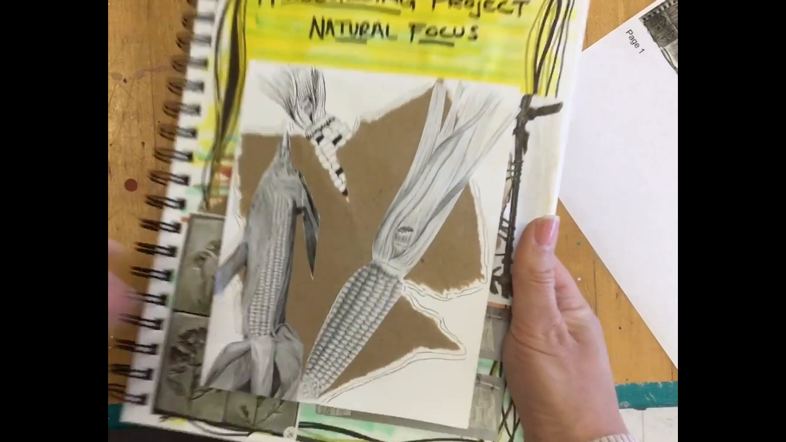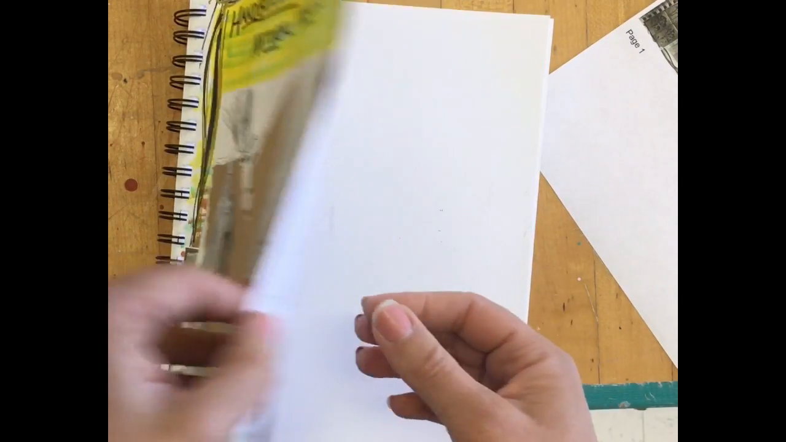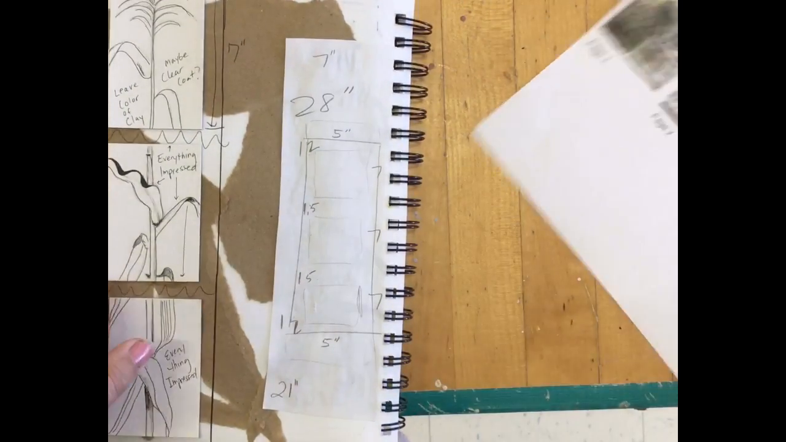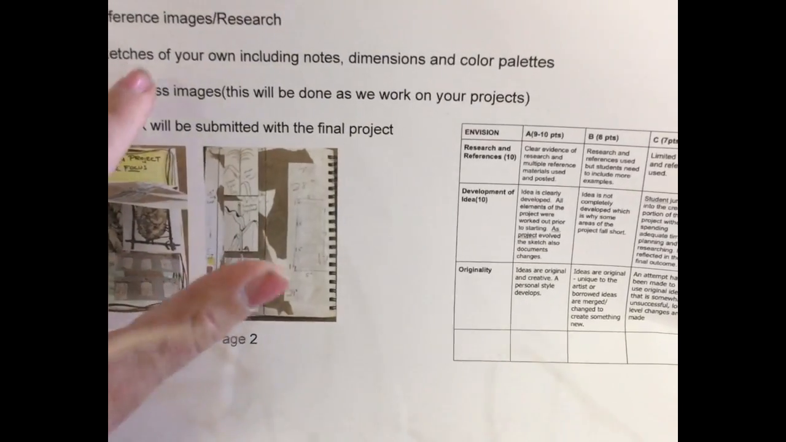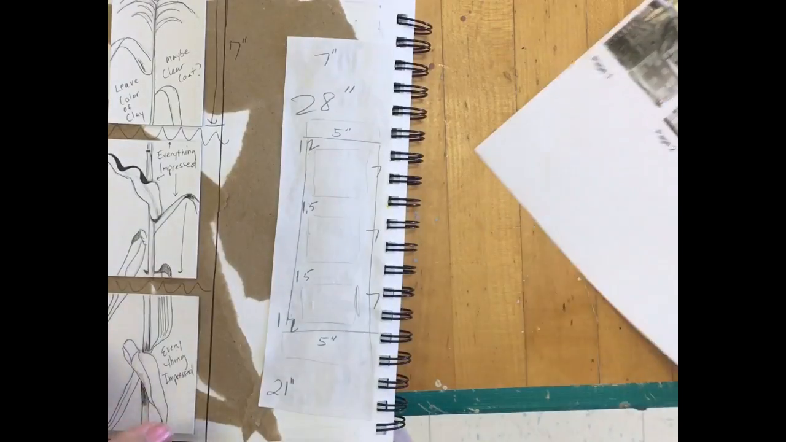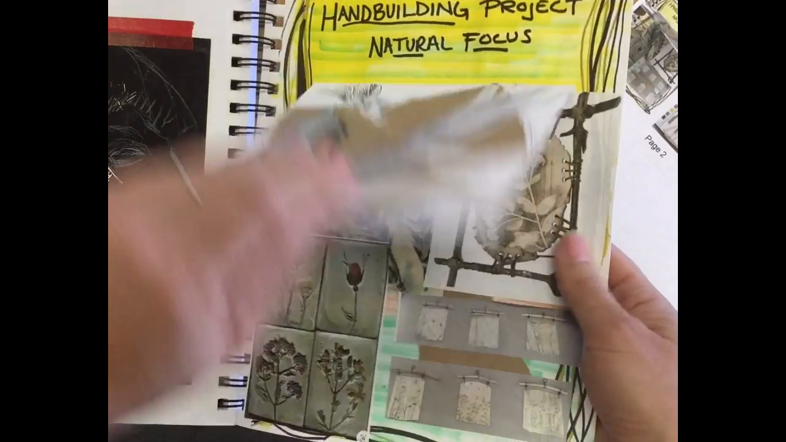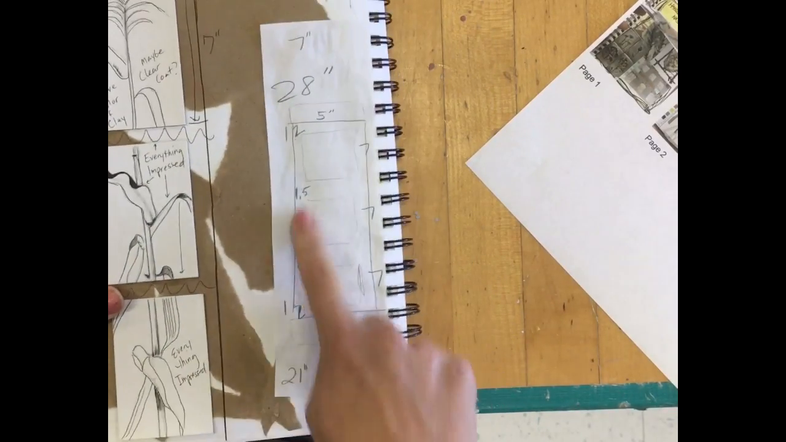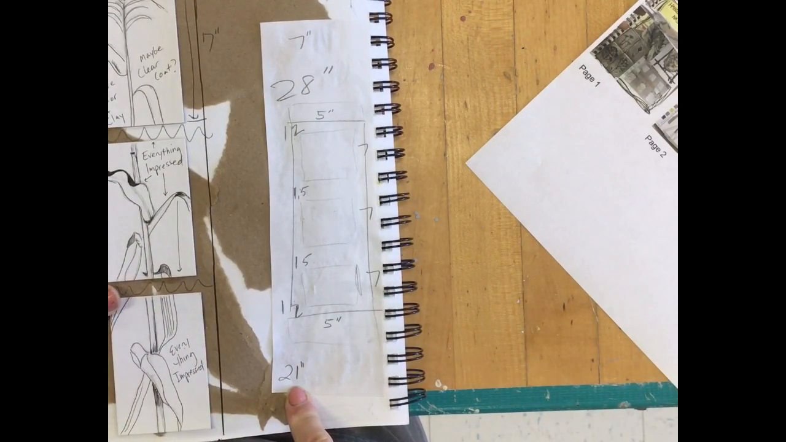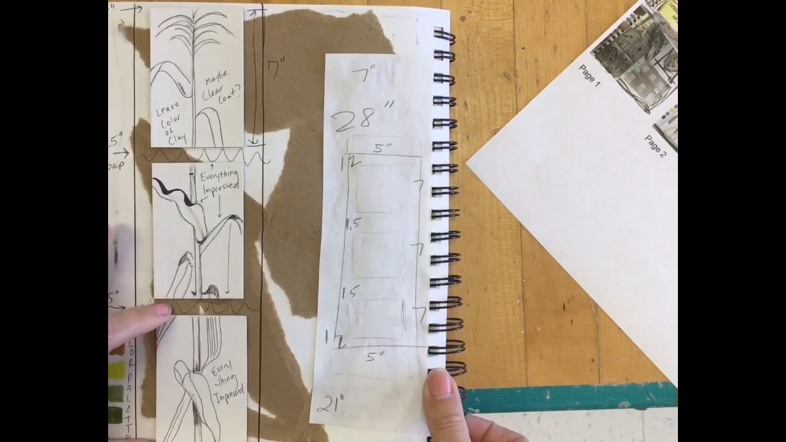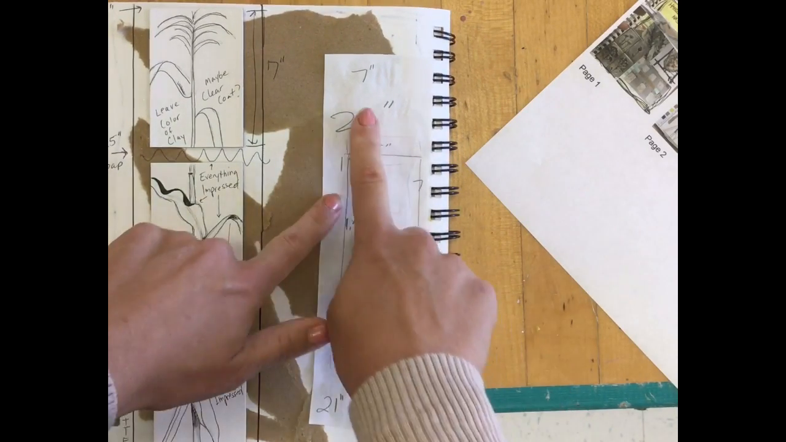Okay. So let's take a look at page number 2. All right, page number 2 says sketches of your own, including notes, dimensions, and color palette. So here is where you're going to actually take your reference material and your research and show me what you're actually going to make here. All right, you can see I have dimensions laid out that I wrote down on a separate piece of paper and just glued on. And then I actually have cut out what my tiles are going to look like. Here's my color palette. Here are my dimensions.